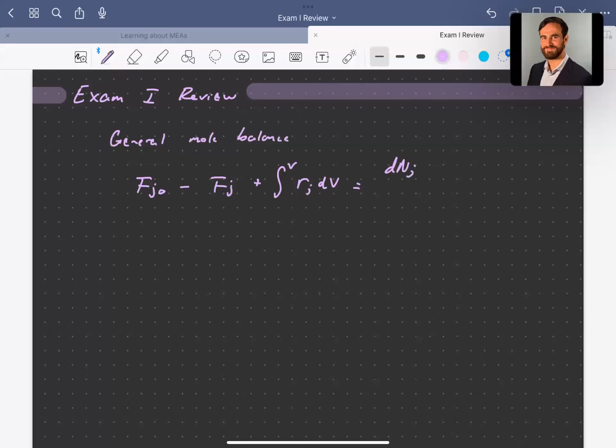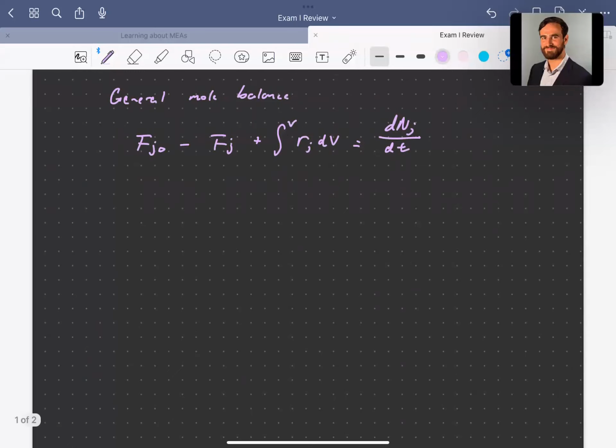And this is going to be equal to the accumulation of number of moles of J with time in the reactor volume. So we can have different simplifications for our three different types of idealized reactors. So the first one is the batch stirred tank reactor, or simply batch reactor. And this we assume is a closed vessel with no flow in or out. And we generally say that it's well mixed.